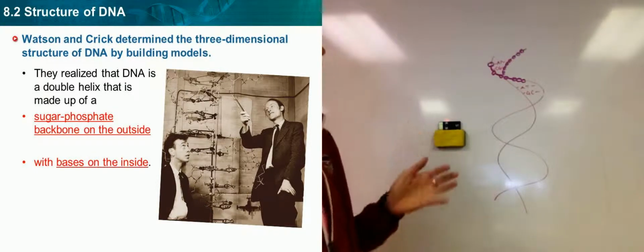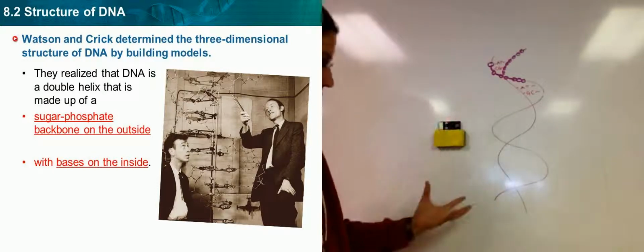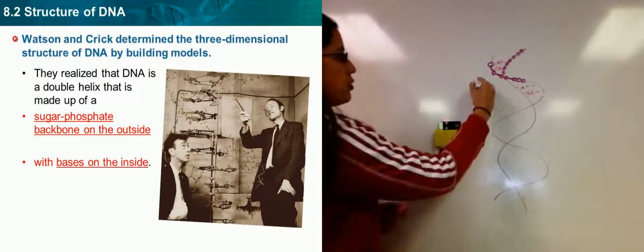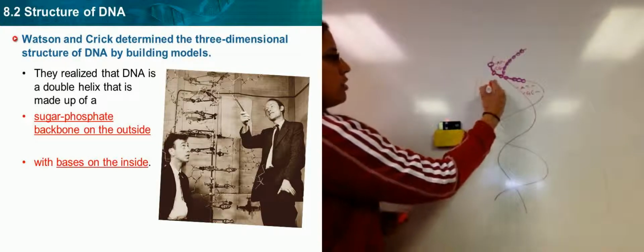Well, how did Watson and Crick figure out that it looked like this spiral staircase? Literally, it looks as if you took a ladder and then just started twisting it up.